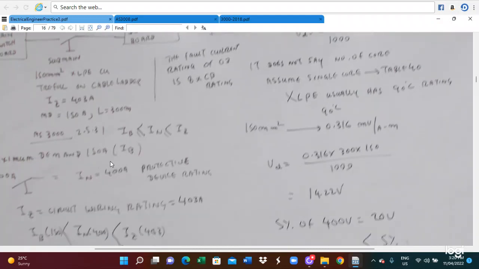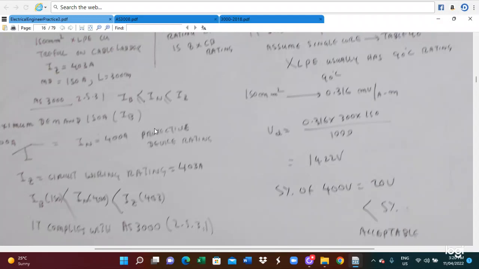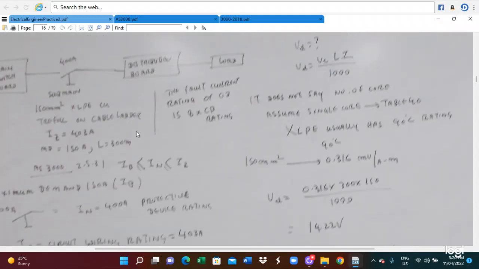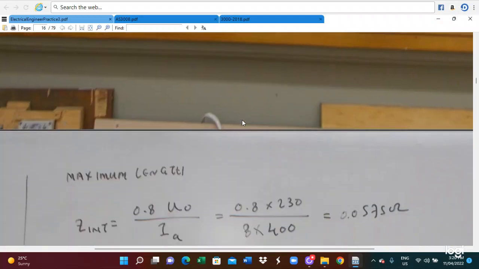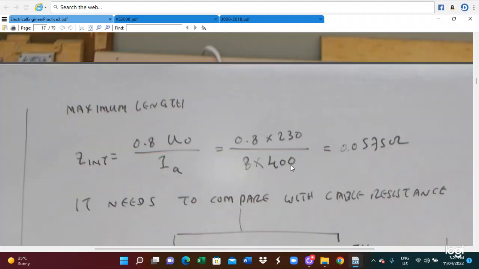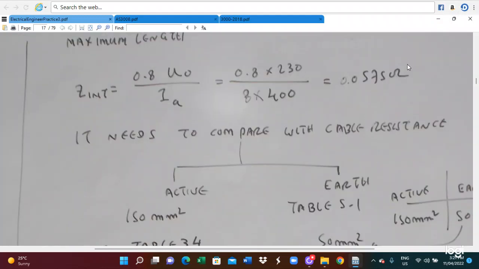So we substitute the 400 ampere, the current rating. So this is 400. We calculated IM as 400 ampere. This is the protective device rating, because 400 ampere is given here. So this 400 ampere we substitute here, and 8 times, because of the magnetic circuit breaker, so 8 times the 400. So this is the IA value. U0 is 230 volt. So 0.0575 is the ZINT.